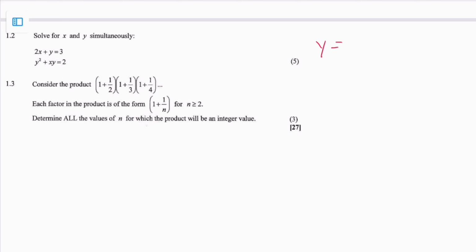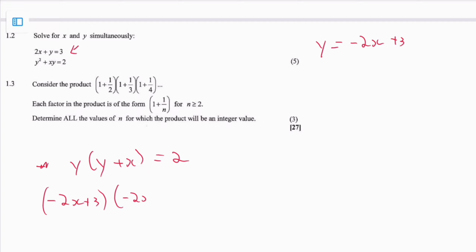y equal to negative 2x plus 3 from this part of the equation. So we have y equals negative 2x plus 3. Let's substitute that into the other equation we have. Actually, before we do that, let's factorize. So let's say y plus x equals 2. You don't have to do that, but I found that to be a bit easier. So then you can just say negative 2x plus 3 plus x equals 2.